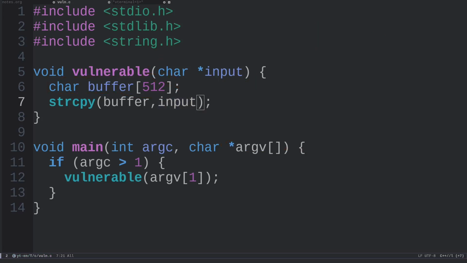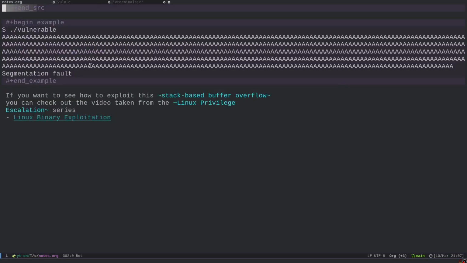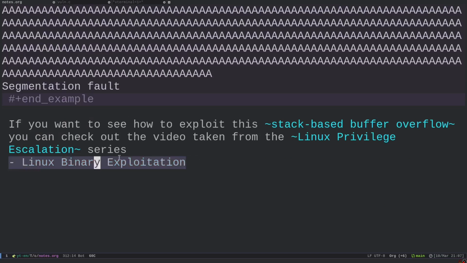And this is because in C, at the end of the day, you just have a linear array of addresses and values. That is how pointers work. That is why C is such a powerful language, but that is also why C is such a dangerous language if you are not used to dealing with memory management. And if you're interested in how to exploit that, you can check out the video on Linux binary exploitation.